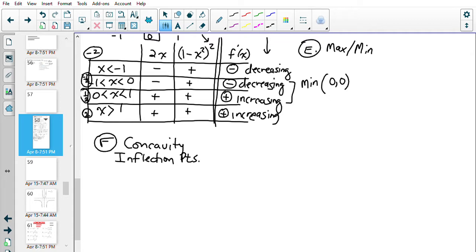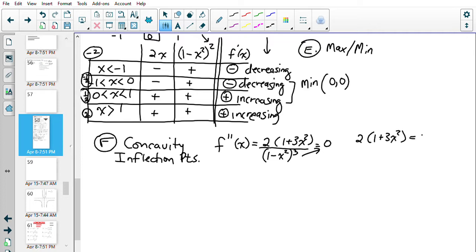Okay, so the second derivative of this function is f double prime, and it was reported as 2 bracket 1 plus 3x squared divided by (1 minus x squared) to the 3. So that's my second derivative. Again, same process as the first derivative. You set that equal to 0. So we'll cross multiply, and you have 2 bracket 1 plus 3x squared equals 0. Divide both sides by 2.